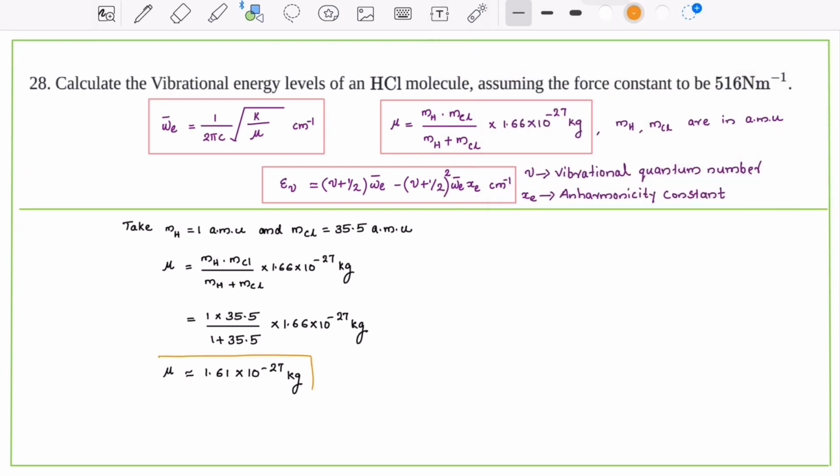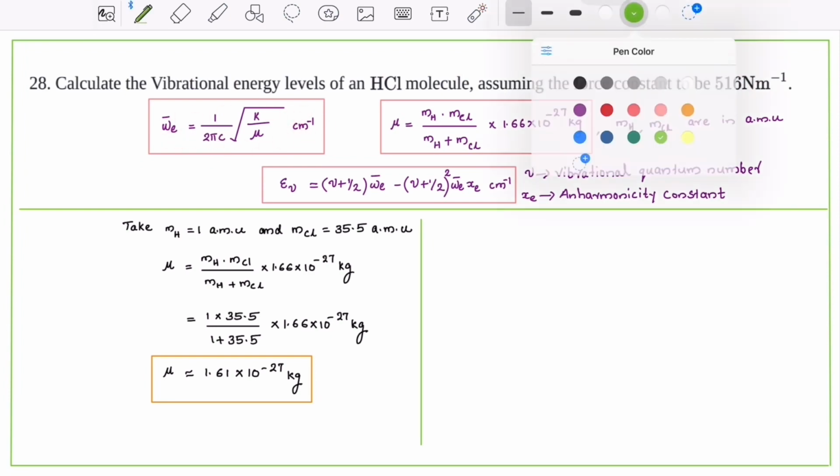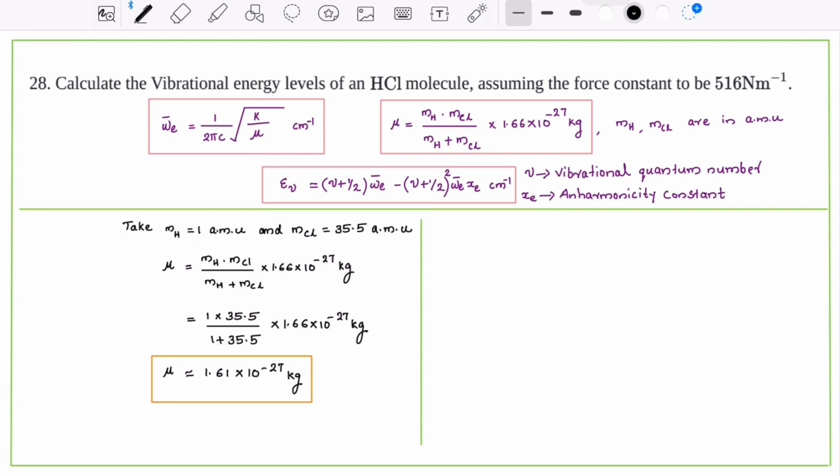To find out the vibrational energy level, we have to evaluate ω_e bar. What is ω_e bar? This is equal to 1 by 2πc into root of k by μ. k is the force constant which is given in the problem as 516 Newton per meter. Therefore, what is ω_e bar? This is 1 by 2πc root of k by μ, that is 516 divided by 1.61 into 10 raised to minus 27.